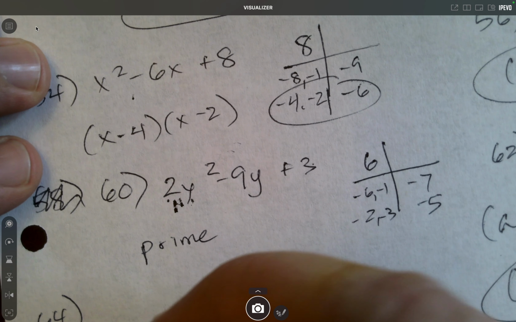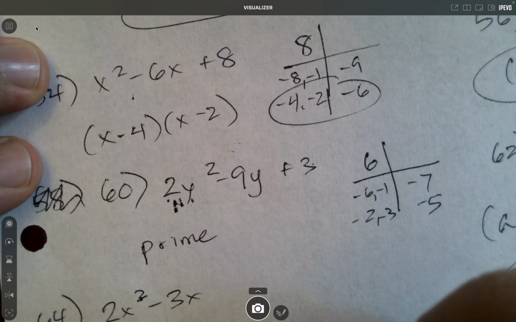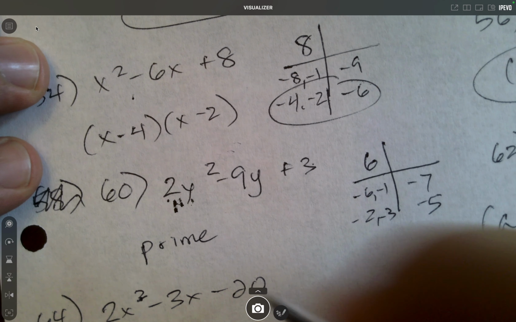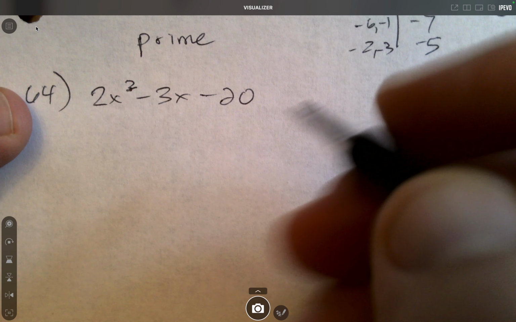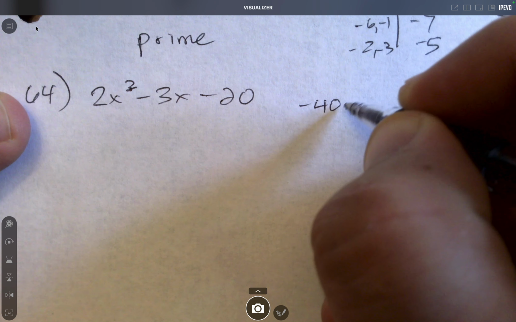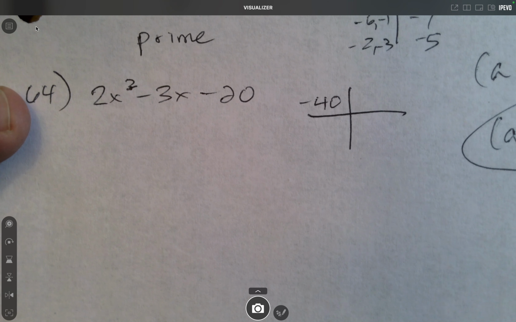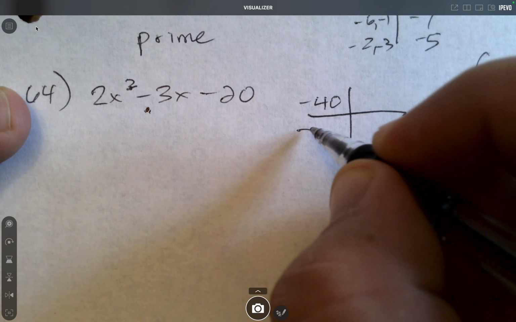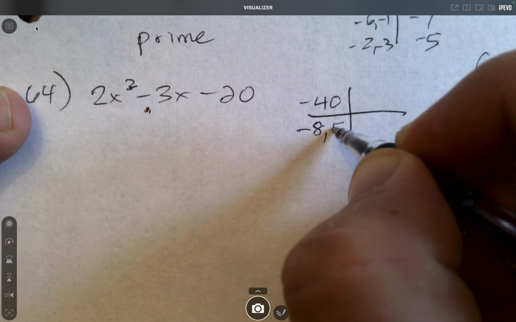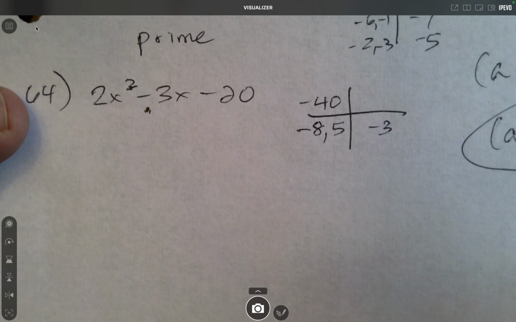Number 64, we'll follow the same process. 2x squared minus 3x minus 20. So we try to hide this 2 away because it's a pain. We say 2 times negative 20 is negative 40. So we want something to multiply to be negative 40. So one has to be positive, one has to be negative, and the bigger one will be negative because that one's negative. So I'll go ahead and tell you it's going to be negative 8 and positive 5. That adds up to negative 3 like we want it to.